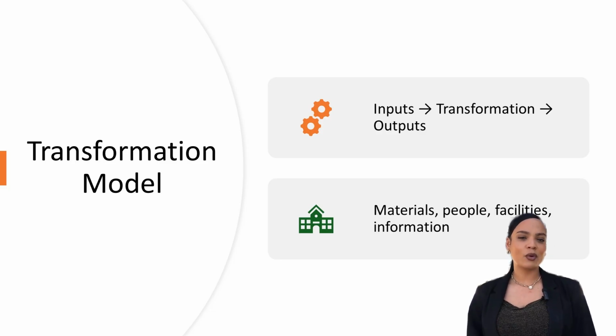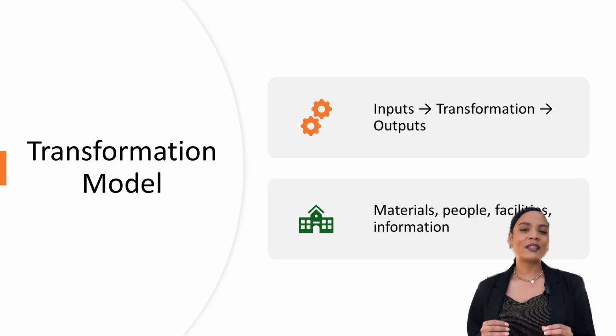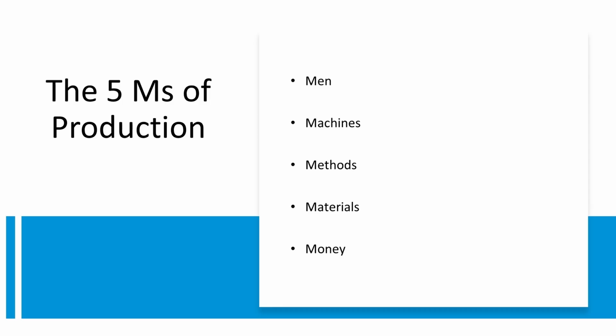Now let's move on to the 5 M's of production. The 5 M's are: 1. Men, ensuring staff have the right skills, training, and motivation. 2. Machines, selecting reliable machinery and maintaining it to avoid downtime. 3. Methods, standardizing best practices to ensure consistency. 4. Materials, managing correct quantities and quality of materials. 5. Money, budgeting and cost control to support efficient production.